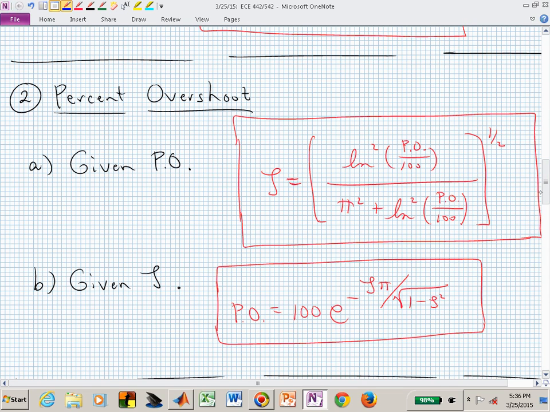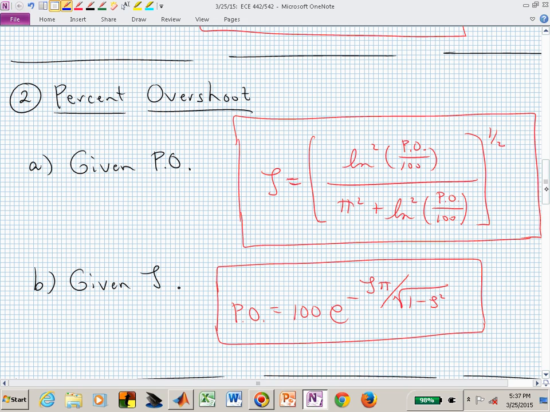The percent overshoot specification: if we're given the percent overshoot and we need to determine zeta, you could use a figure, a diagram, if you wanted to. You could do it pictorially, or you could do it with this formula. Or if you're given zeta, or you've calculated a zeta based on your particular closed loop poles, then the percent overshoot, again, this is for a two-pole system, of that underdamped system would be 100 e to the minus zeta pi over the square root of 1 minus zeta squared.